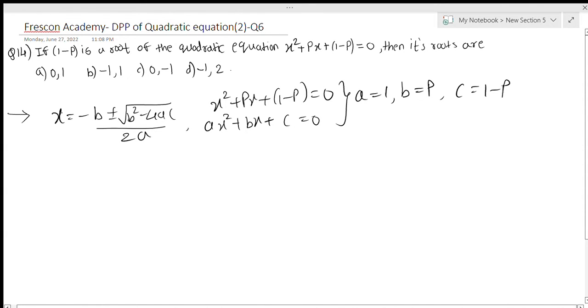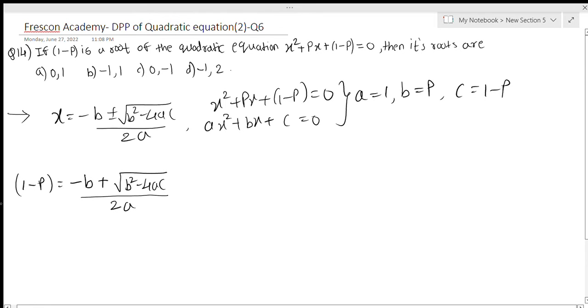As they are saying that 1 minus p is one of the roots of the quadratic equation, what we will take is 1 minus p is equal to minus b. We will take a positive sign, plus under root b square minus 4ac, whole upon 2a.